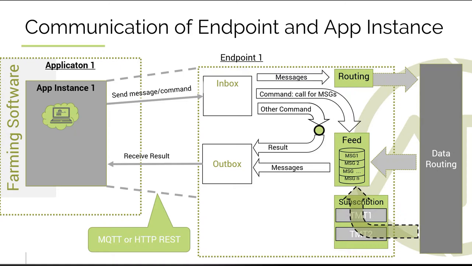And those other commands will simply deliver a result to your app instance. For example, if you send the capabilities for the first time, you will only receive an ACK, so an acknowledgement. And if you send the same capabilities again, then you will receive an acknowledgement with messages, and the message will tell you, hey, I already knew those capabilities. So that's how your app instance communicates with the endpoint.